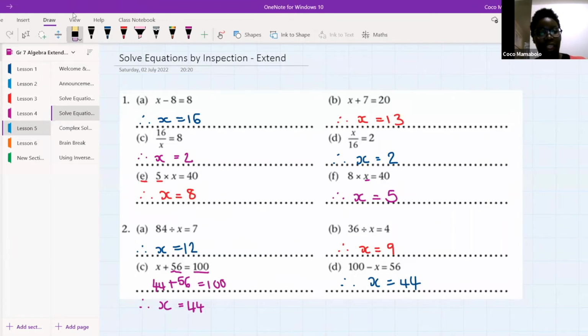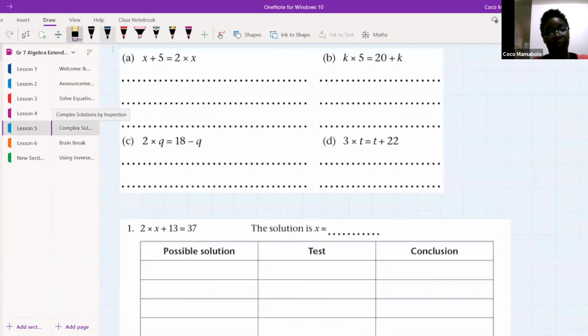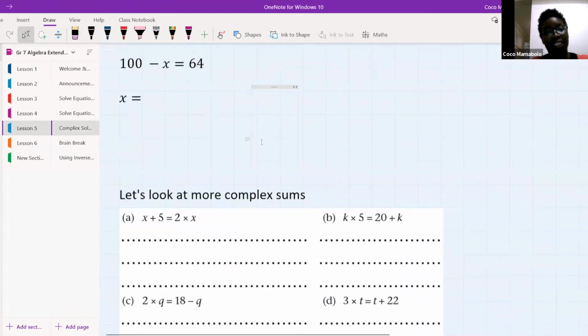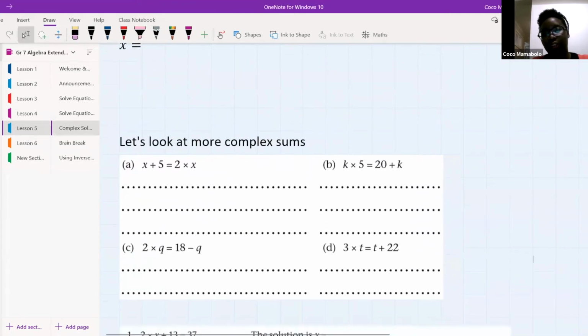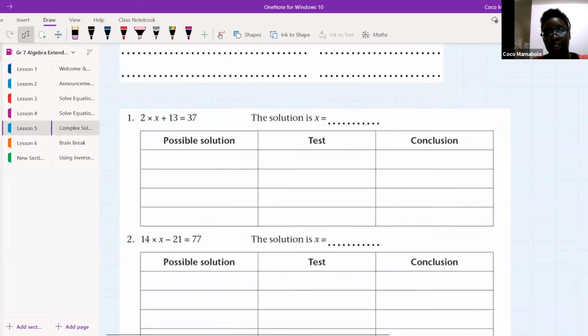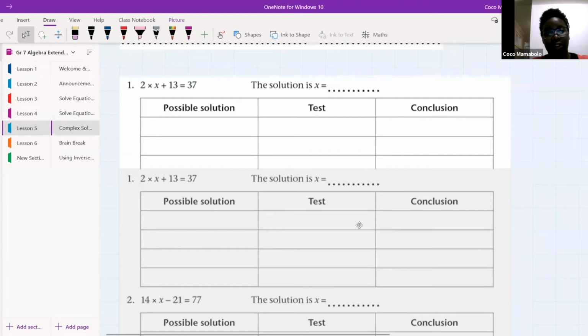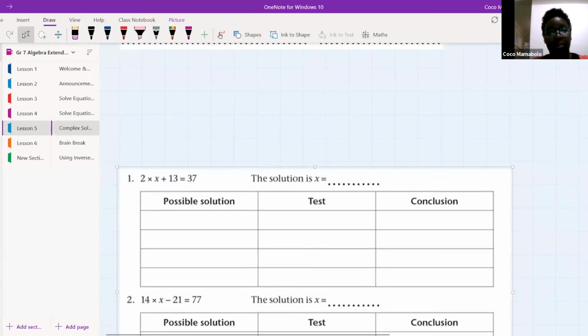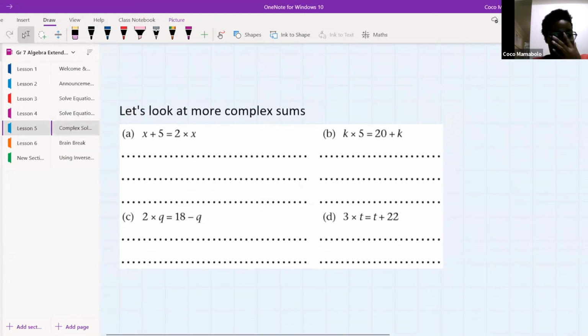Okay, all right. Now they're going to get really tough. So what we're going to be doing is solving by inspection. We're not going to do that first sum because it's way too easy. I want to move this down a little bit. I don't think we're going to need it, but we are going to be looking at these.